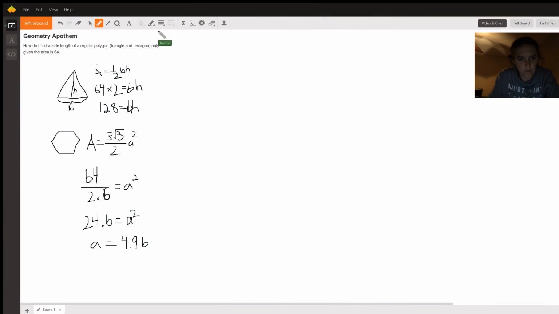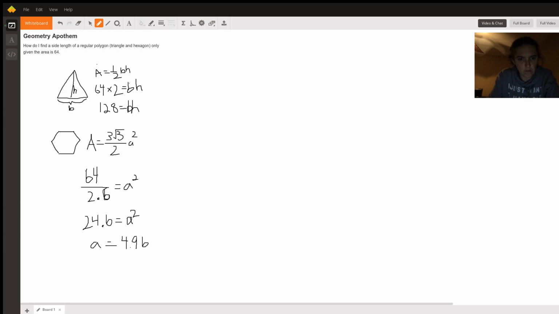Okay, so for this problem, it says, how do I find a side length of a regular polygon, triangle, and hexagon, only given the area is 64? Well, in this case, I'm going to assume that both the triangle and hexagon have the same side length because it doesn't tell us otherwise. So in order to solve the problem, I'm using the area formulas for both shapes.